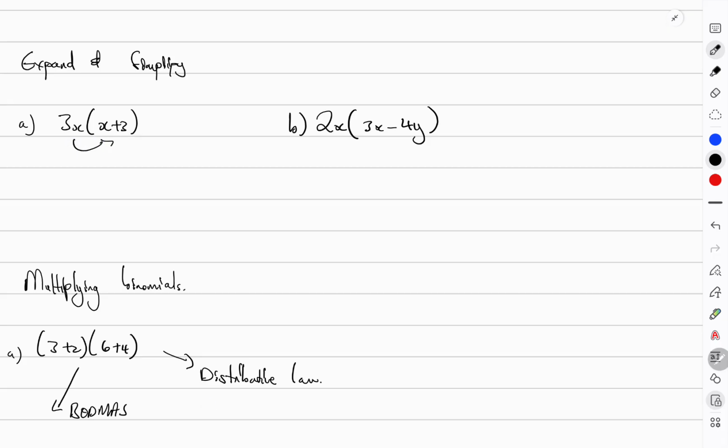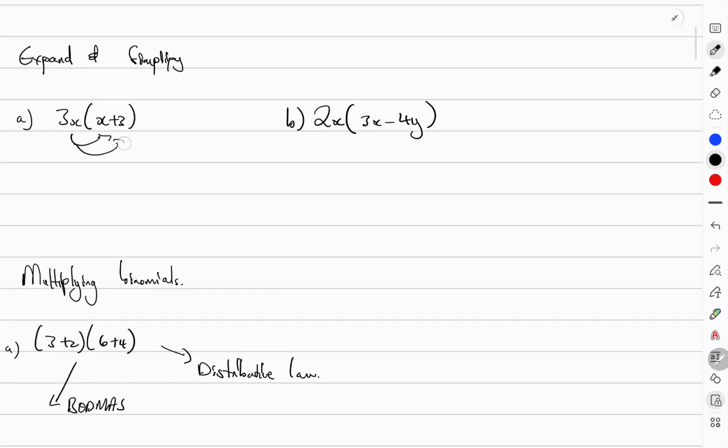Whatever that is outside will multiply everything that is inside, meaning the 3x will multiply the x, the very same 3x will multiply the 3. What is 3x times x? I'm going to have 3x squared. And what is 3x times 3? I'm going to have positive 9x. That becomes my answer. Right, let us look at the second one, letter B.